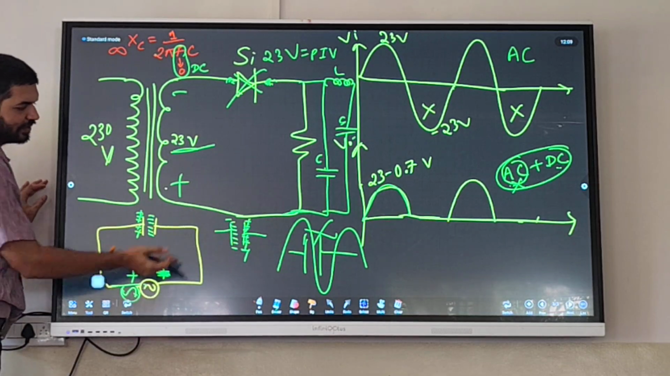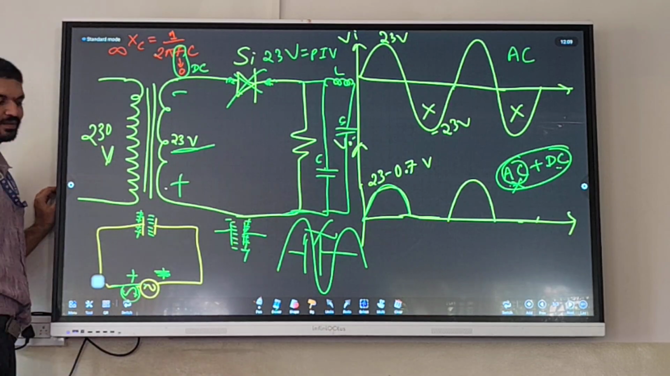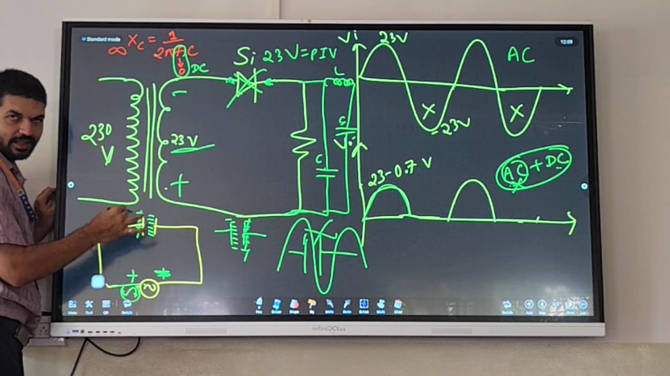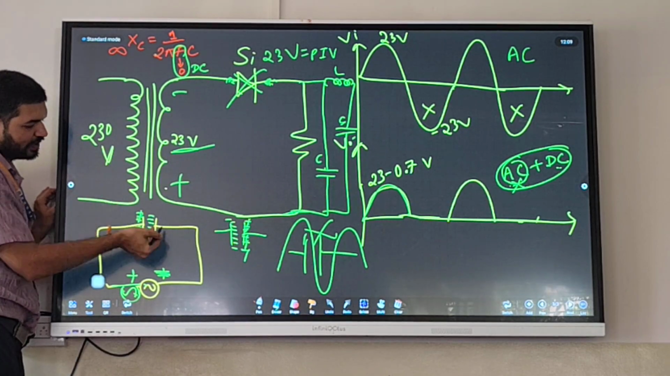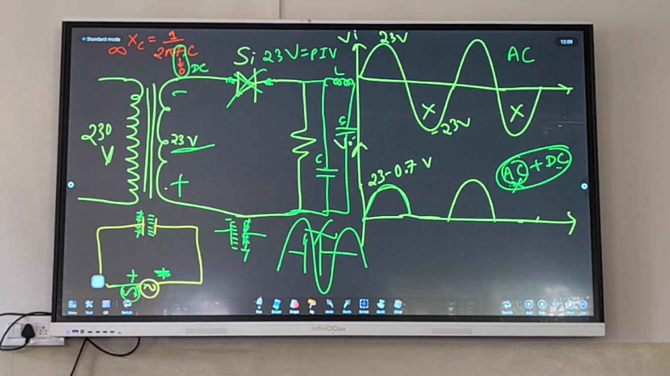So the plus charges here are being shifted to the other side and minus is being shifted to this side. That means current is flowing.